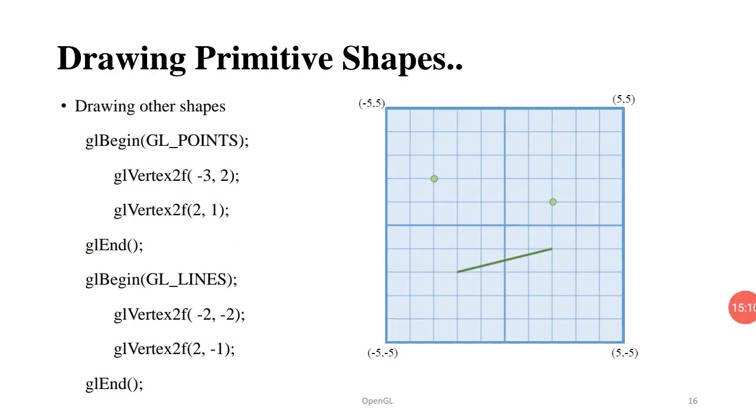Then you can draw different primitive shapes, like for example glBegin with GL_POINTS, which can be used to draw two pixels as shown here, and similarly glBegin with GL_LINES will be used to draw a line where -2 are the coordinates where the line will start, that is for example here, and 2, -1 is the second point, that is the end point of the line, and the line will be drawn like this here.